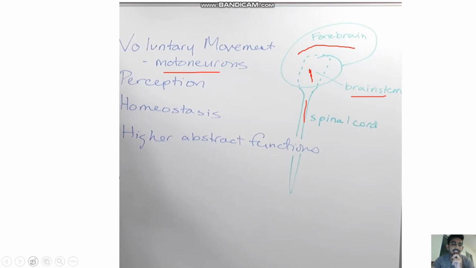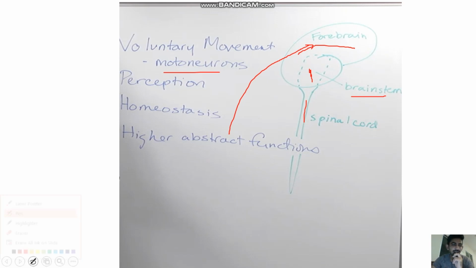Now let's talk about the higher abstractive function. What is higher abstractive function? It is like your memory, your language, all sorts of these actions, and your higher abstract function is totally dependent on your forebrain. Your forebrain is responsible for your memory, your language, all sorts of these higher cognitive functions. But a specific part of your forebrain called the cerebral cortex is responsible for higher abstract function.